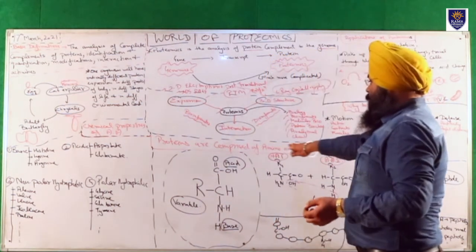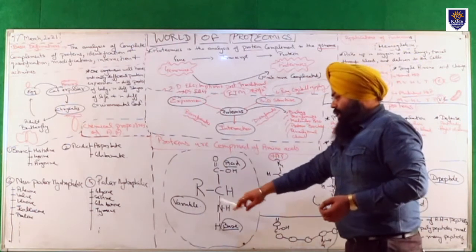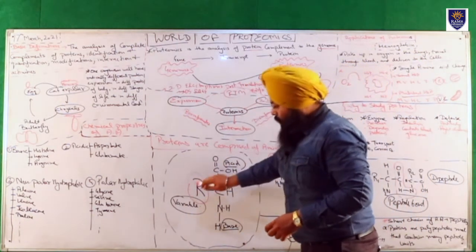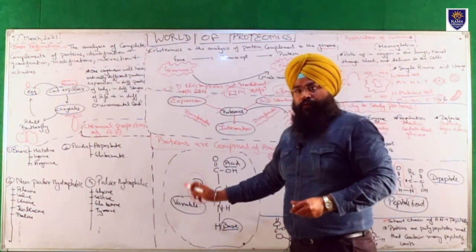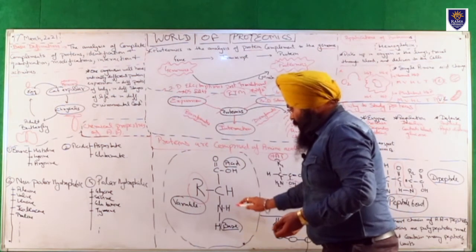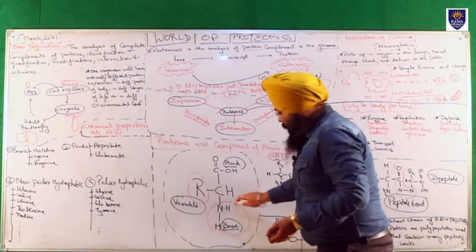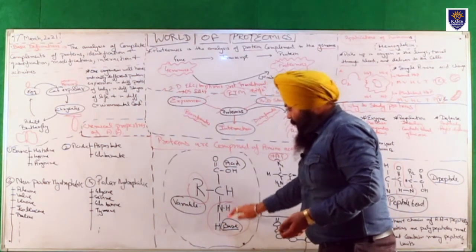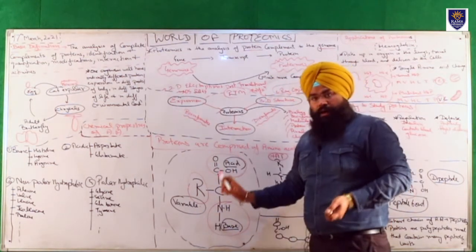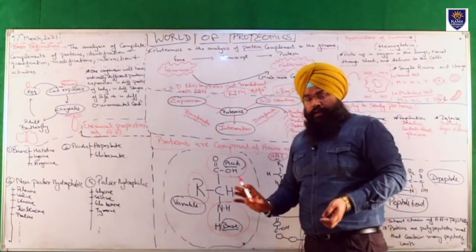So proteins are composed of amino acids. Here we can see there is one variable group, that is R. Because of this, you will have different amino acid properties. Then you have your amino group, that is NH2, which acts as a base, and there is a carboxylic group which acts as an acid. So that's the basic component of your amino acid.